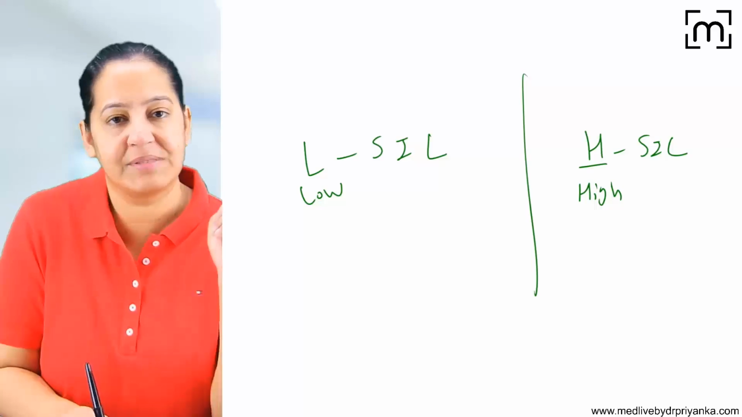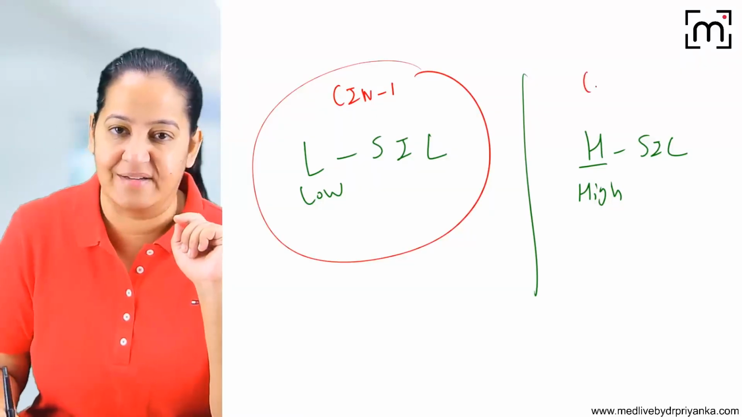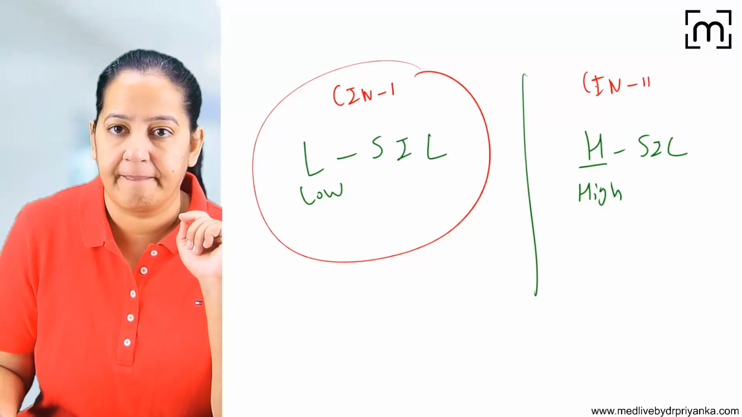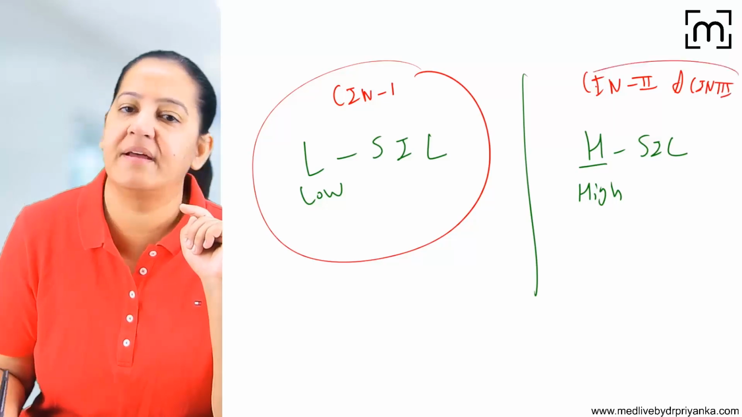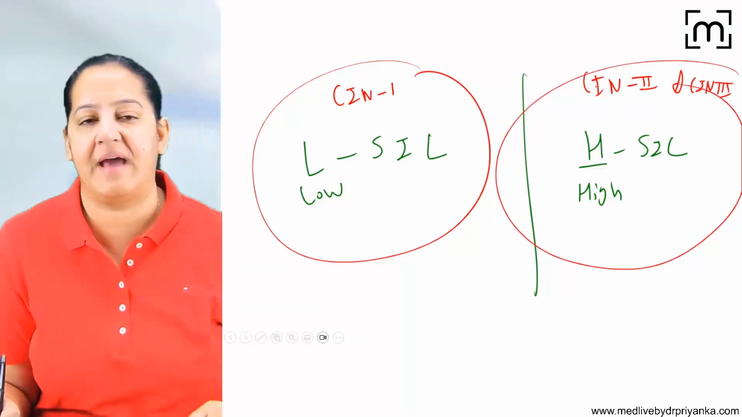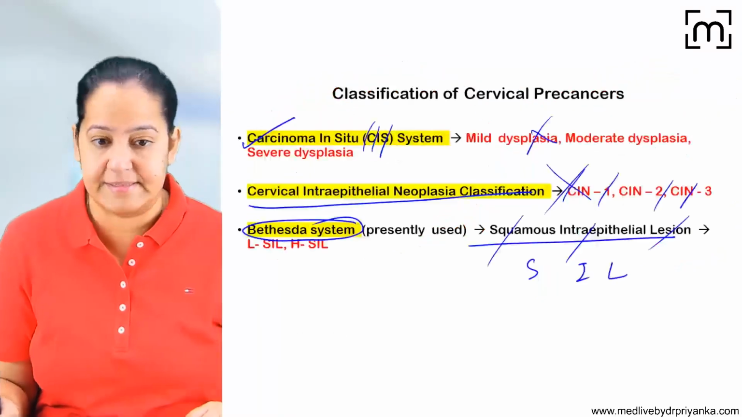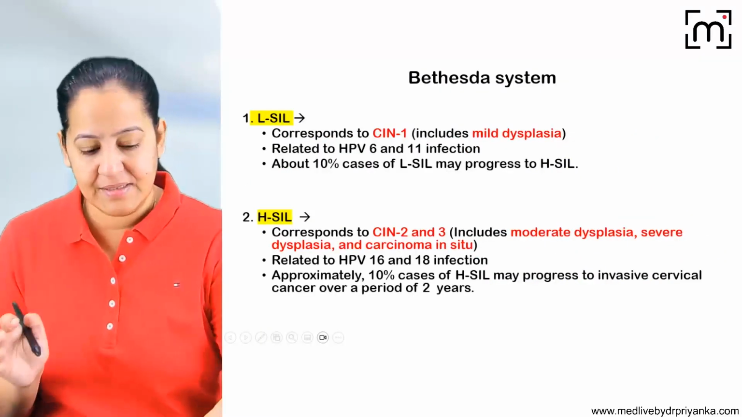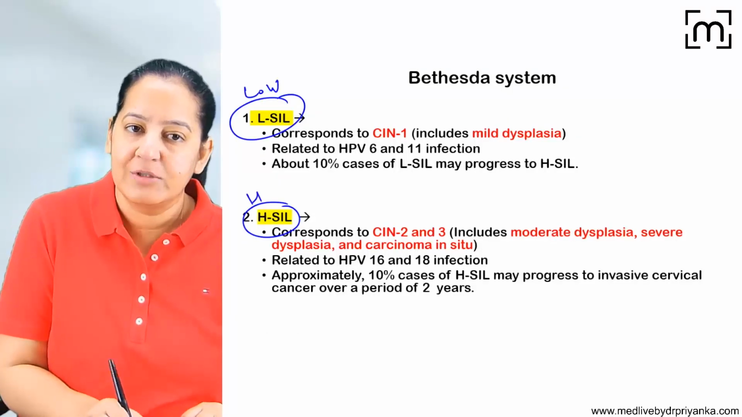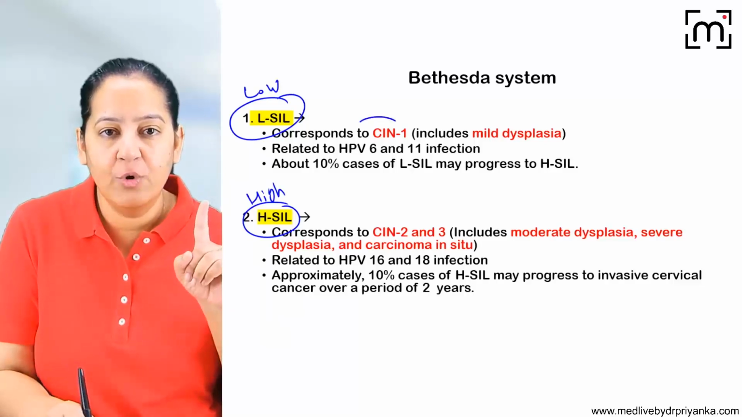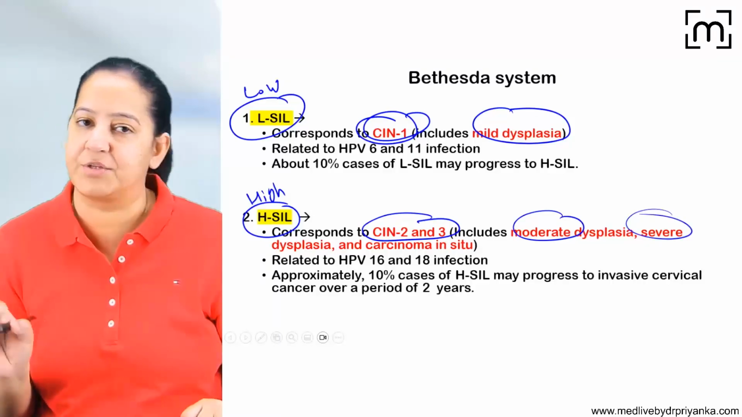What do I mean by that? CIN1, or mild dysplasia, is low SIL, and CIN2 and CIN3 together are HSIL. That is, moderate and severe dysplasia are HSIL. So instead of a 3-tier classification, we convert it into a 2-tier classification. That is Bethesda. In the Bethesda system, we have only 2 categories: LSIL and HSIL. Here we include CIN1, that is mild dysplasia. Here we include CIN2 and 3, that is moderate and severe dysplasia, and carcinoma in situ also.